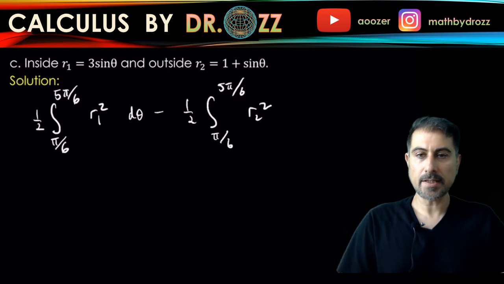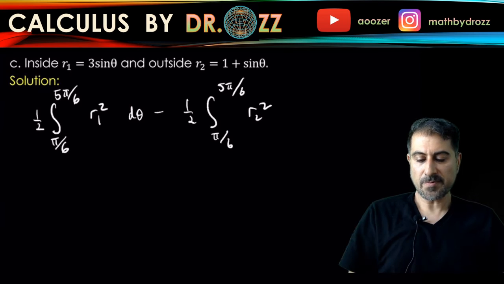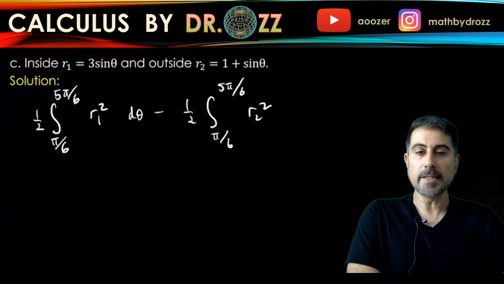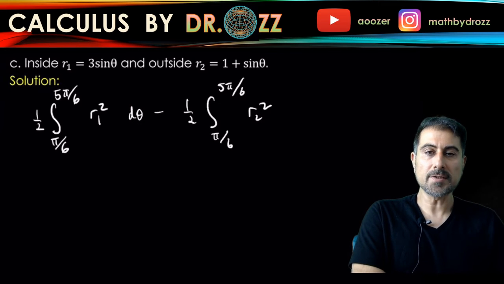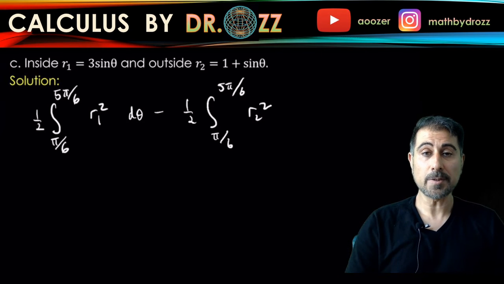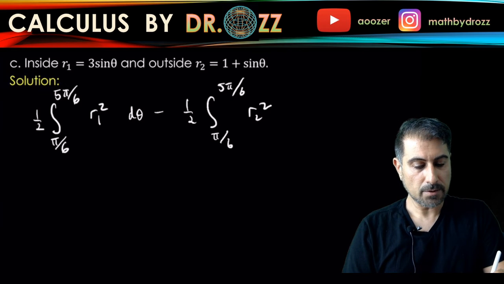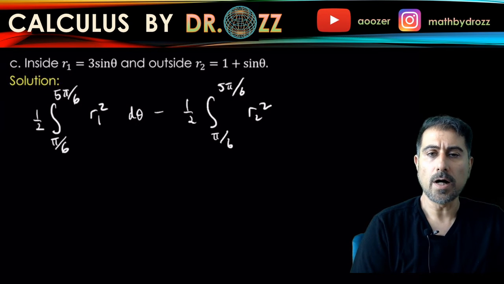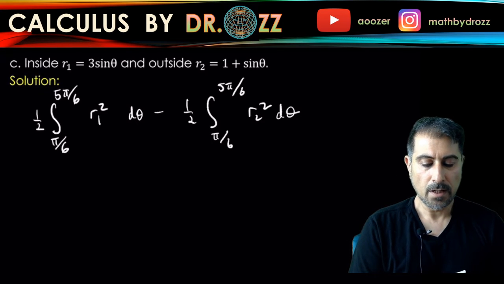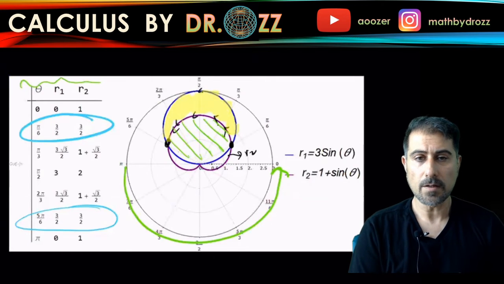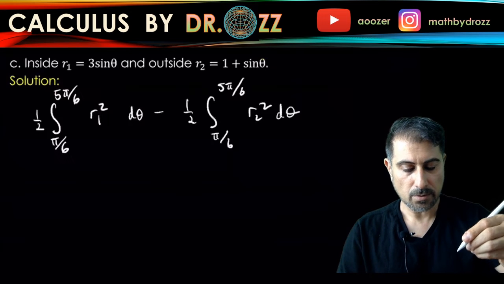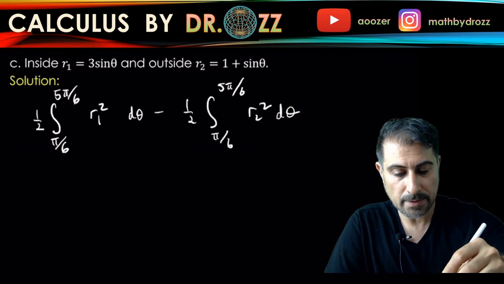The first green area is 1/2 integral from pi over 6 to 5 pi over 6, r1 squared d theta. And the second green area I mentioned a few seconds ago is 1/2 integral from pi over 6 to 5 pi over 6, r2 squared d theta. So I'm going to do the calculations here, and eventually I'm going to find the area of the yellow region. The rest of this is just calculation of this integral here. So in fact, two integrals. Let me just write them explicitly.